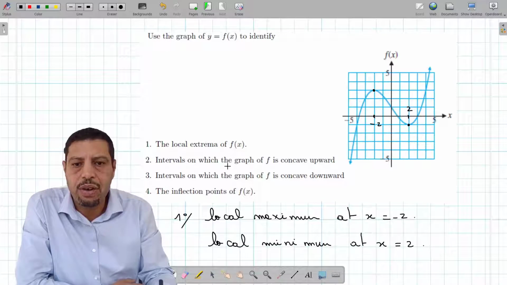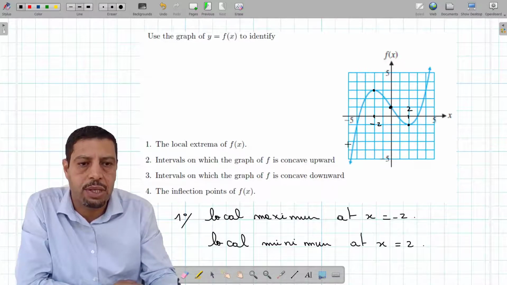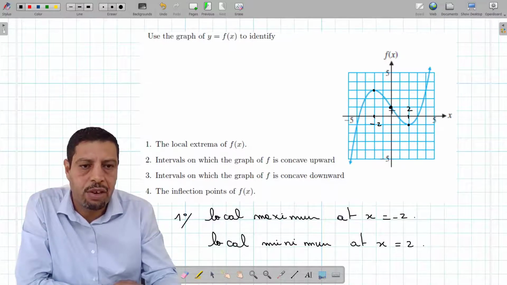Second, intervals on which the graph of f is concave upward. We can see clearly that the concavity of this function changes around this point, which is x equals 0. We have a concave upward for this side, and here it's concave downward. So the graph will open downward for this left side and opens upward on this right side.